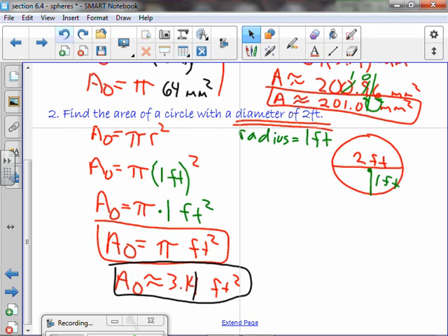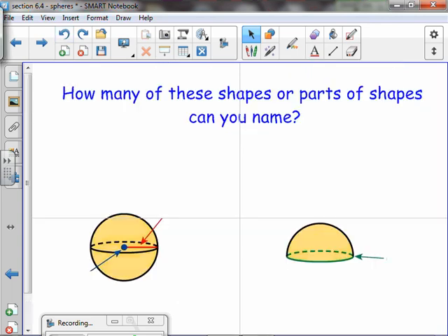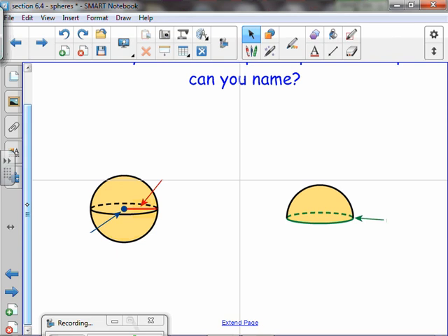Keep these things in mind, though, because there is a reason that I picked them. Okay. So, how many of these shapes or parts of shapes can you name? Well, we've got two things here, and as you can notice, they are 3D. One of them looks kind of like a ball, and one of them looks kind of like half a ball, or a bowl upside down. Okay?